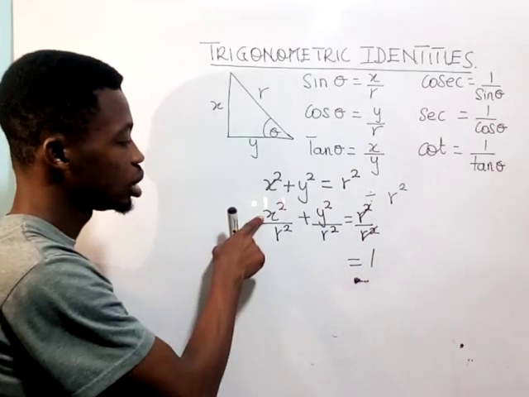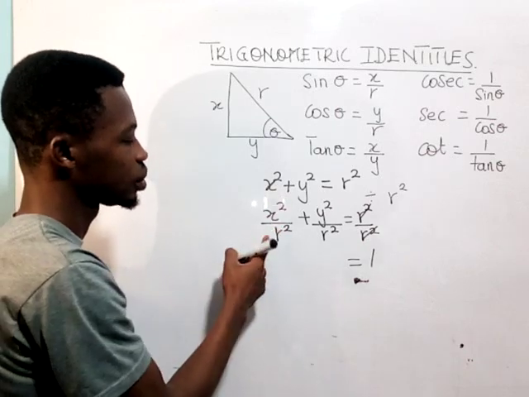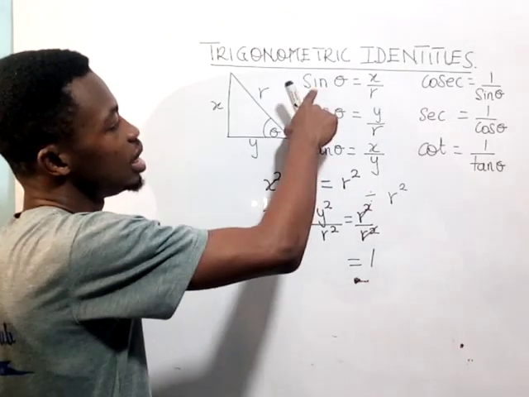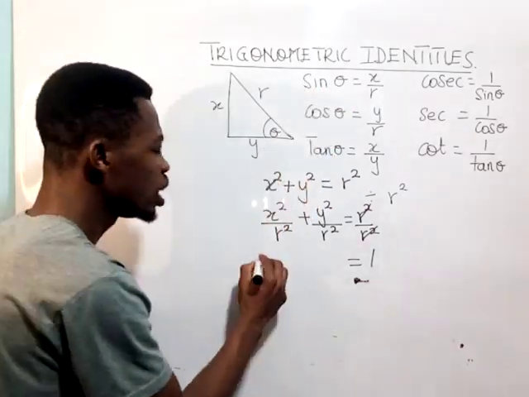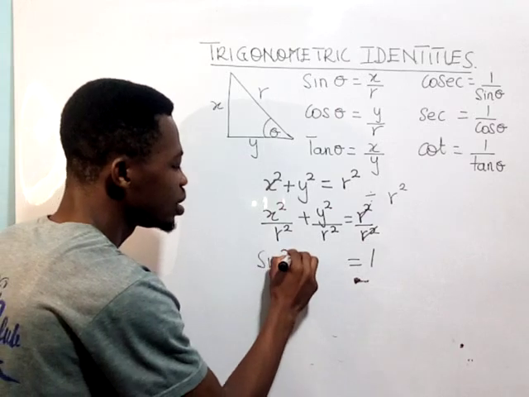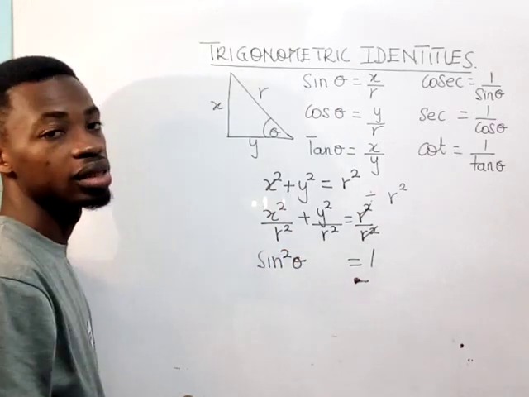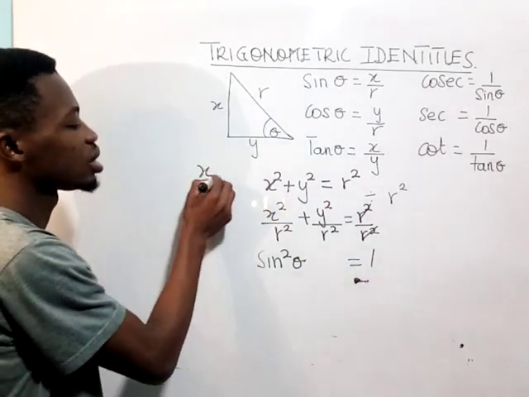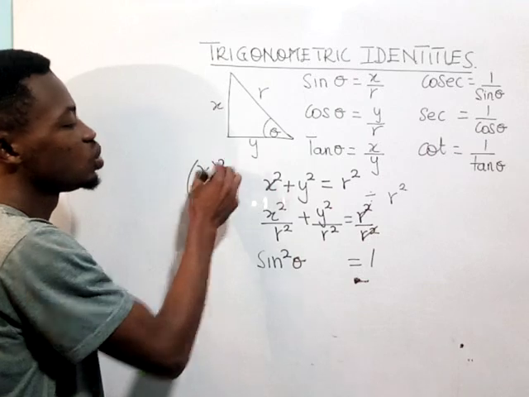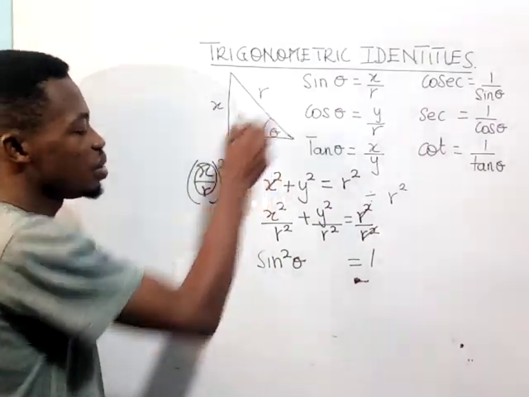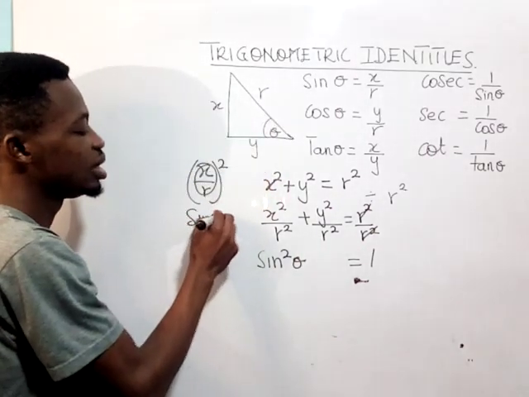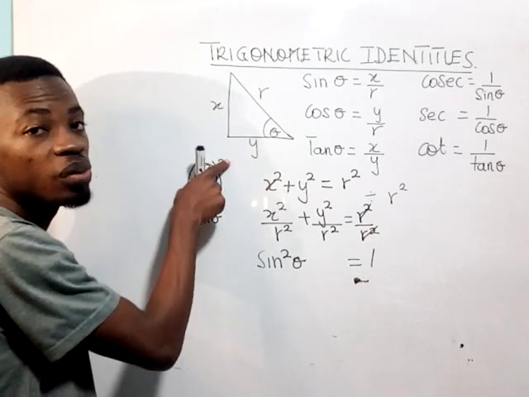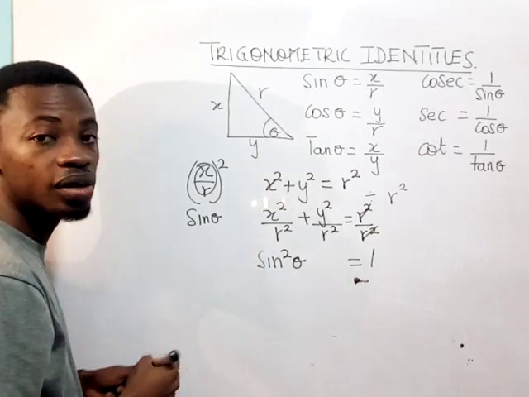Then x squared on r squared will give us, now pay attention. So x on r is our sine. So this will give us sine square theta, because x squared over r squared can be written as x on r all to the power 2, where x on r represents sine theta. So therefore, x over r all to the power 2 will give us sine squared theta.